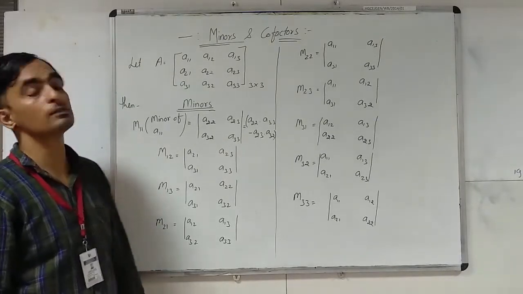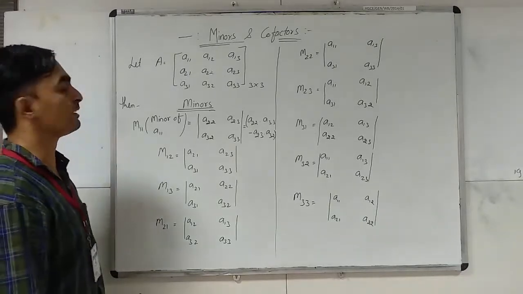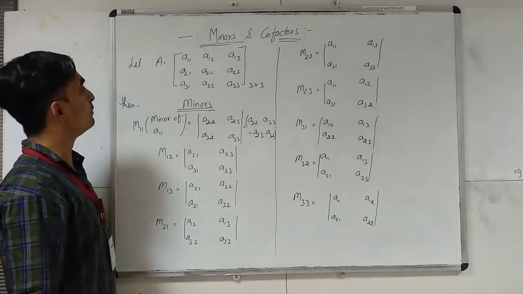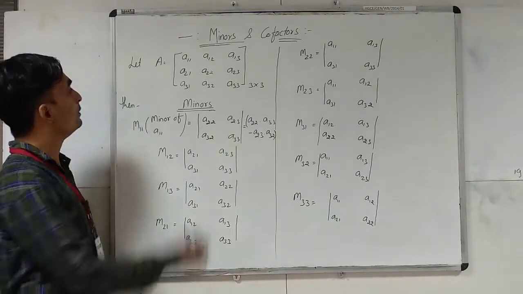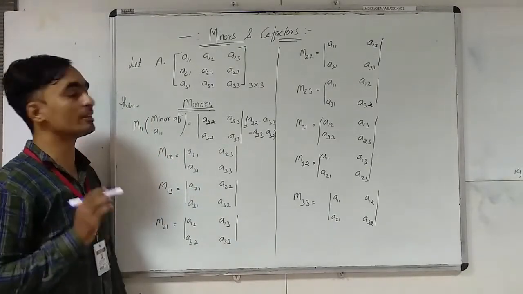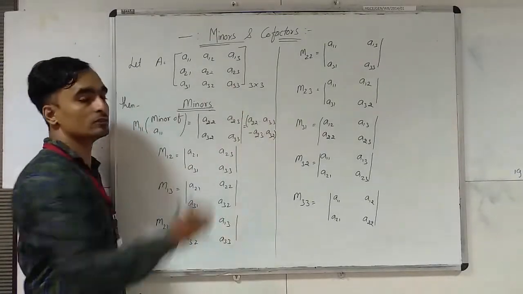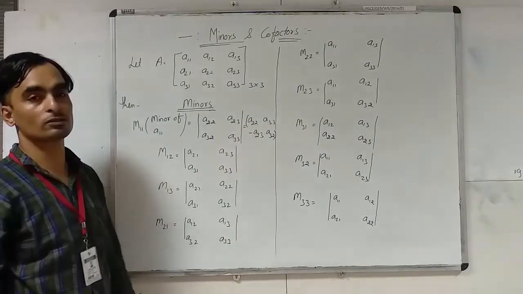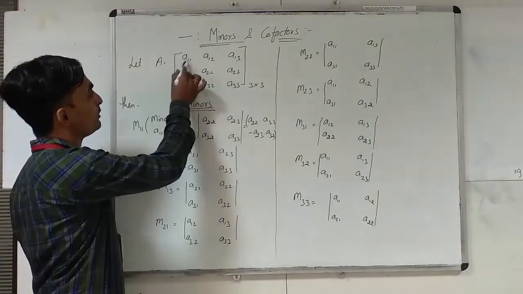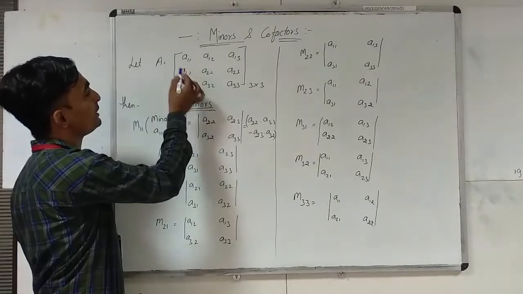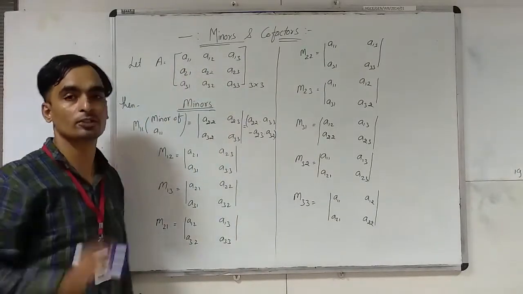Today we will discuss minors and cofactors of given matrices. When you have more than one matrix, you can say matrices. So here, first of all, we start with a given matrix. For example, here we have taken a matrix A, whose order is 3 cross 3, or you can say dimension 3 cross 3. Entries are A11, A12, A13, A21, A22, A23, A31, 32 and 33.